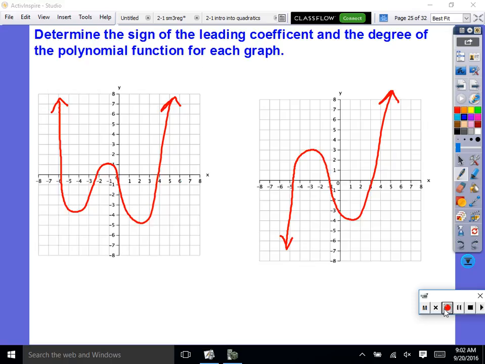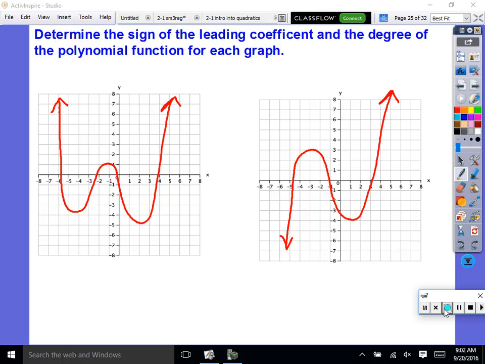It's thinking more advancedly now, thinking a little differently. That's what we've got to be able to do in secondary math 3, is take something that we've learned and apply it a little differently. So it says, given the picture of these graphs, they're not the exact same as yours, because I'm going to make you practice them before we leave. We're going to determine the sign of the leading coefficient and the degree of the polynomial function for each graph.